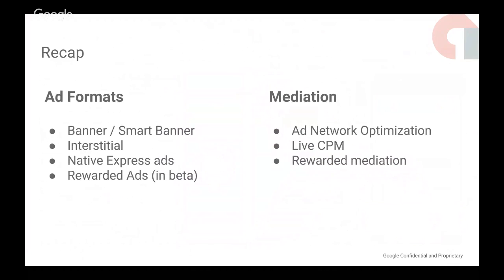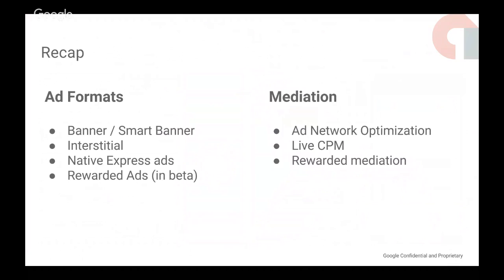A quick recap: we are working on 4 different formats right now. Number 1 is banner, especially using smart banner. Number 2 is interstitial. I recommend you continue using interstitial because it's making a lot of money for our developers. You want to consider native express ads. Native ads allow the app to feature a really immersive experience and provide the best user experience for users coming to your app. And we are also working on rewarded ads.